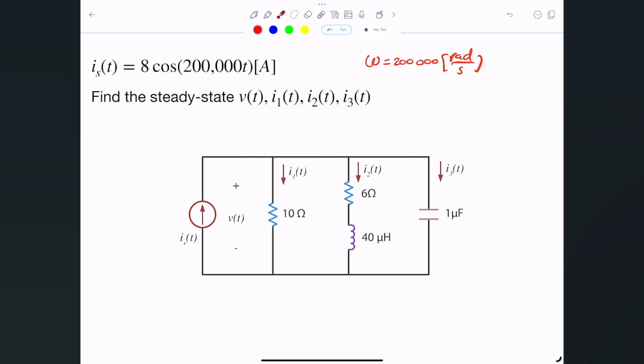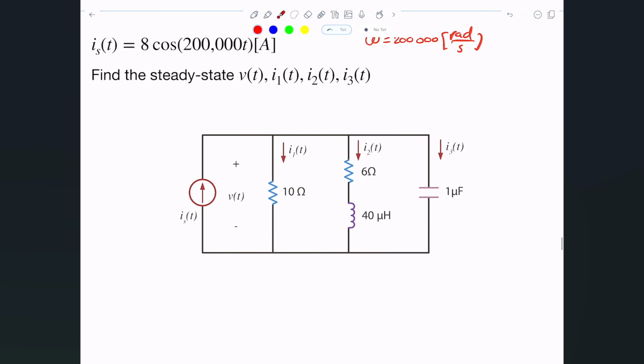What we're being asked to compute is the voltage across all these shared elements in here, the current in the first branch, second branch, and the third branch. There's multiple ways we can solve this. The way I'm going to do it right now is using current division and just basic circuit analysis technique. No nodal, nothing else.